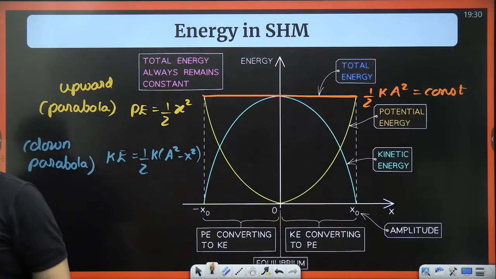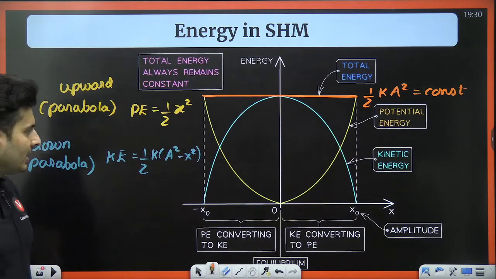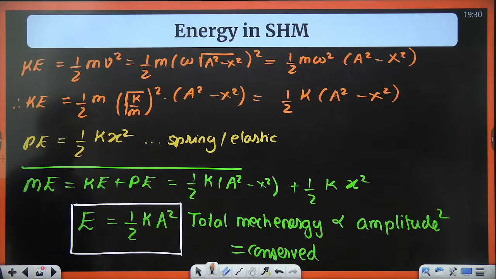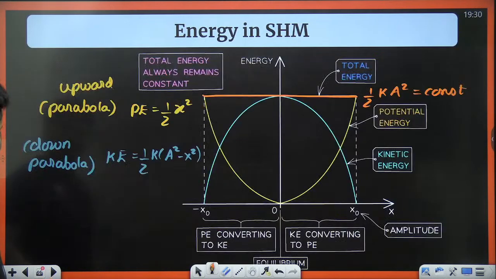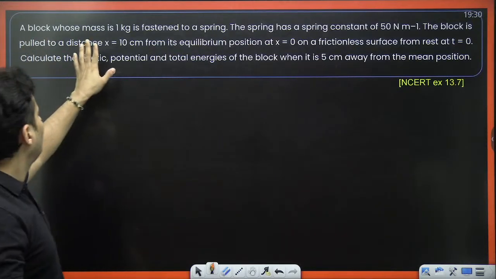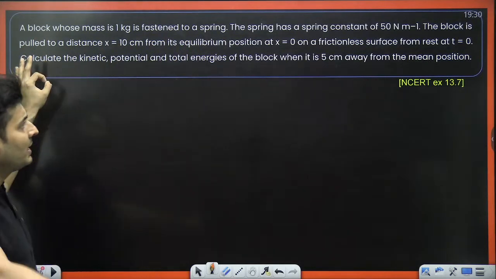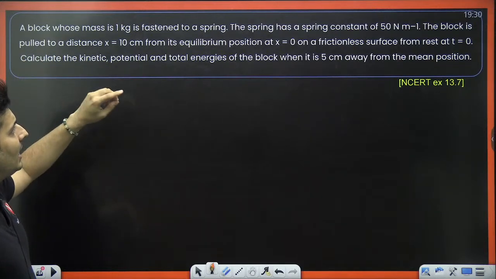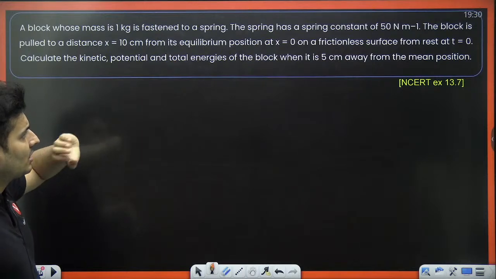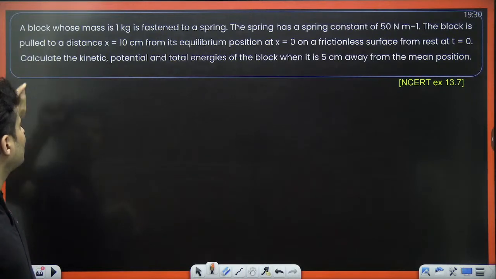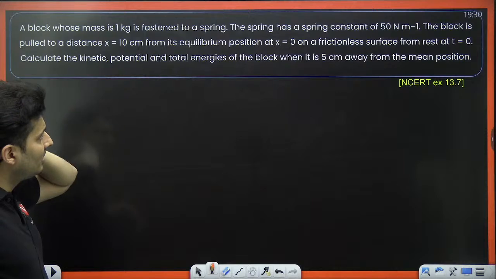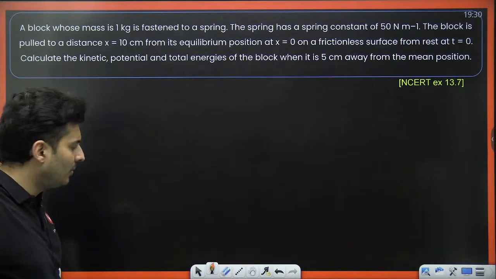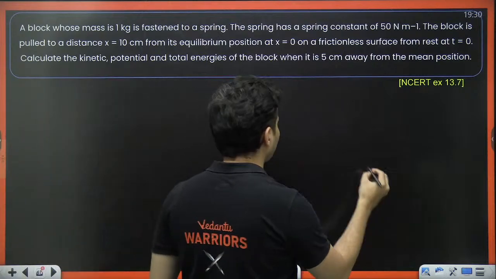Yep, perfect, awesome, cool. So let's go on to some more questions now. All these formulas, whatever I gave over here, the energy analysis, are very, very important. A block of mass 1 kg, the spring has some constant, the block is pulled by some distance from its equilibrium position, a smooth surface is there, at t equal to 0. The kinetic energy, potential energy, total energy of the block when it is 5 centimeters away from the mean position is how much? Okay, let's understand this question.